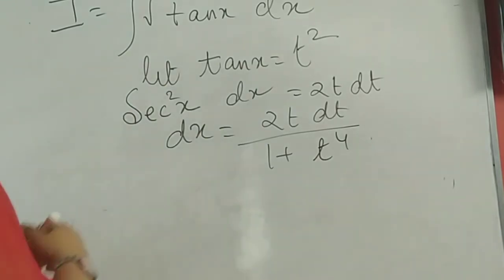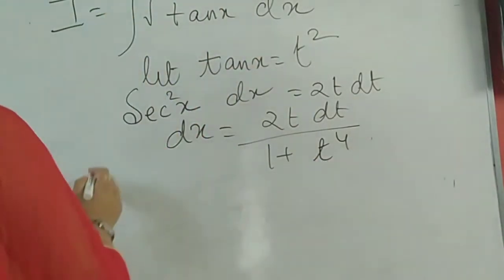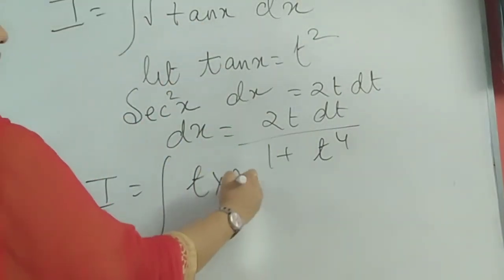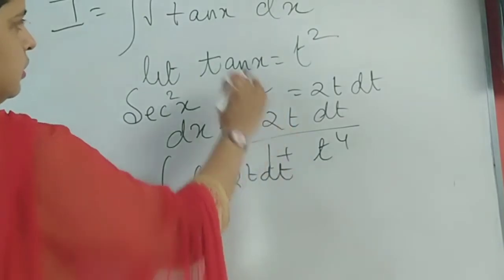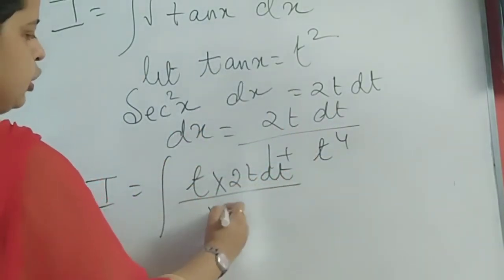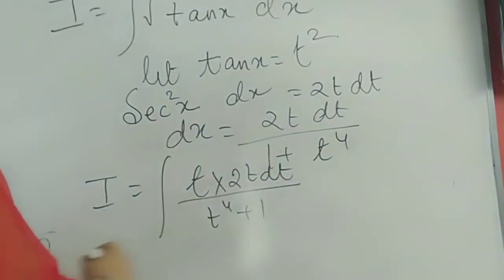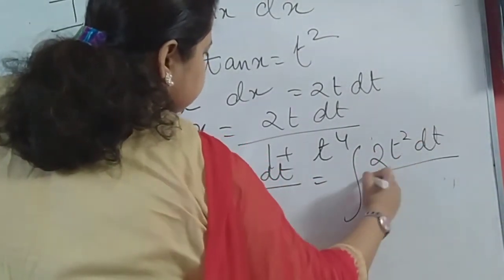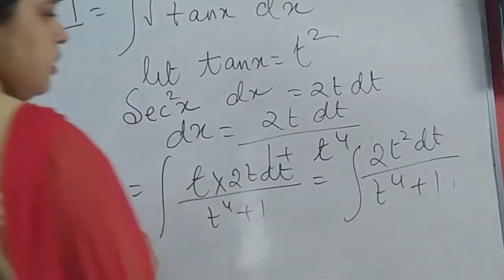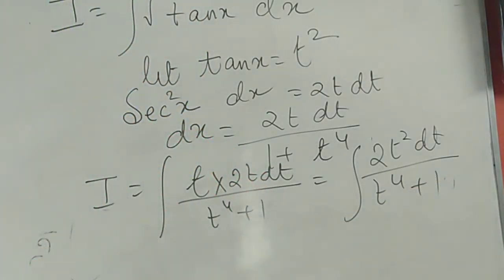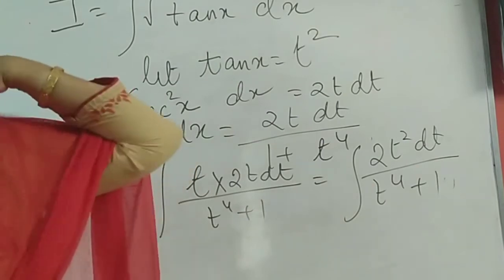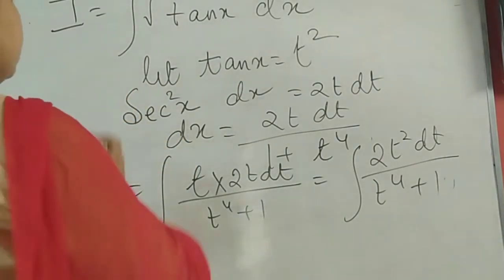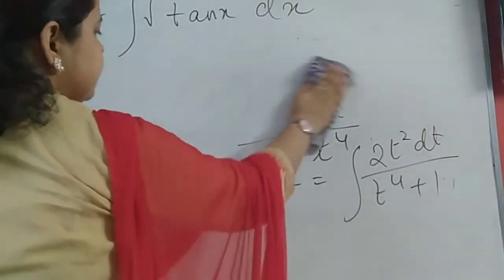Correct. So now let's substitute everything into the main integrand. It is t only, and the value of dx, that is 2t dt by t to the power of 4 plus 1. So what are you getting? See, you are getting 2t square dt. Fine. Now, 2t square can be written as t square plus t square. Yes or no? 2t square can be written as t square plus t square.